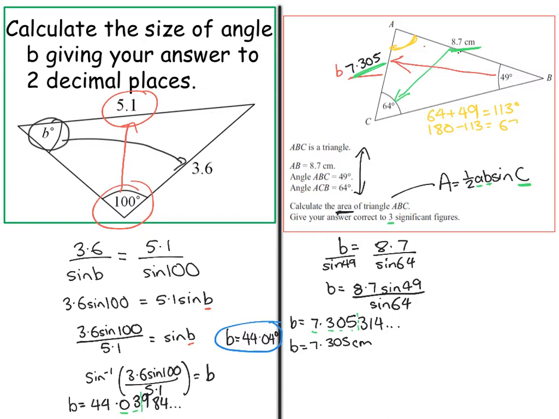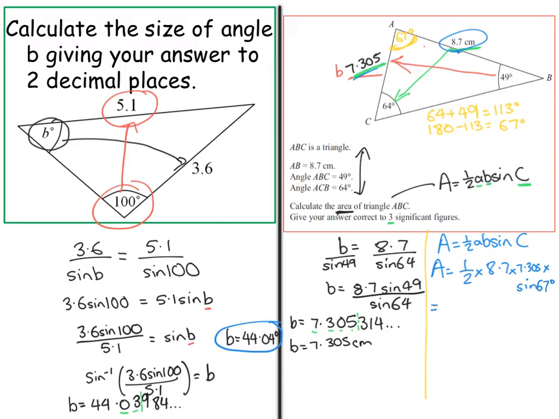And I get that that angle there is 67 degrees. Now I can use the formula that I wanted to before. So I'm going to use the area formula. So A equals half AB sine C. So we have half times by A, which I'll call 8.7 centimeters, B, which is 7.305, and then sine C, which C is 67 degrees.